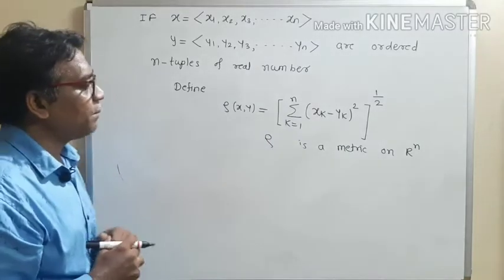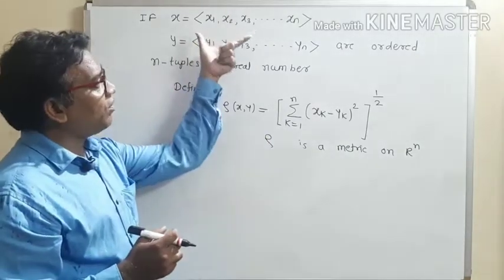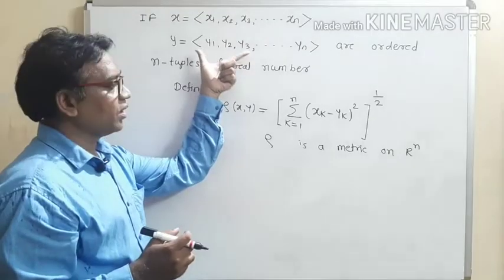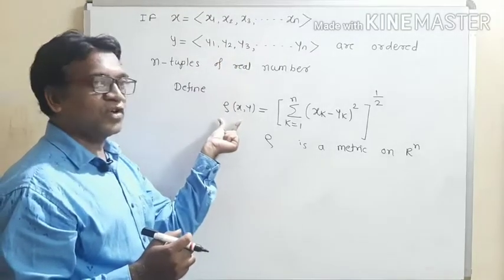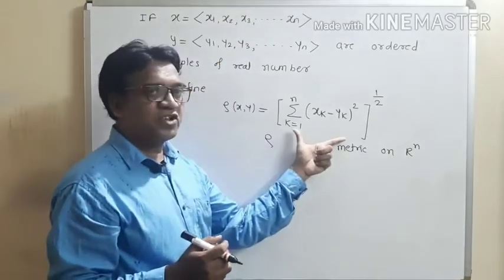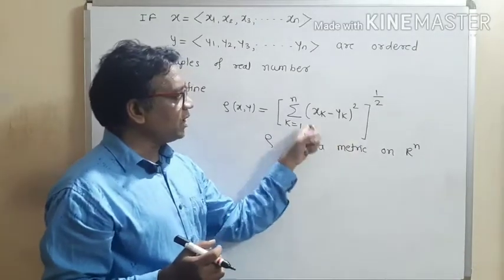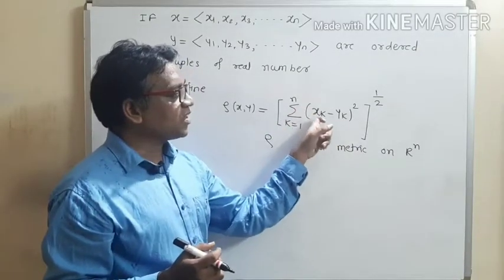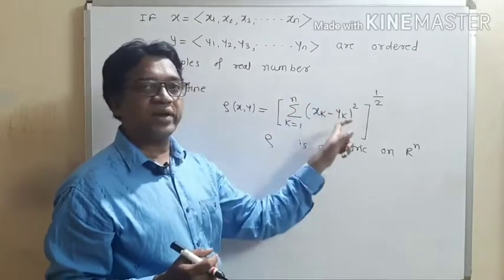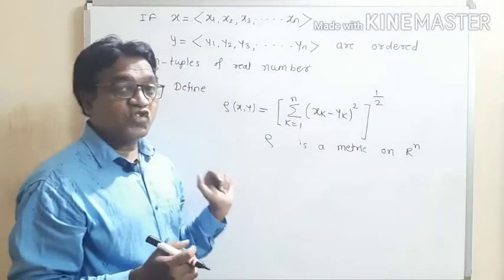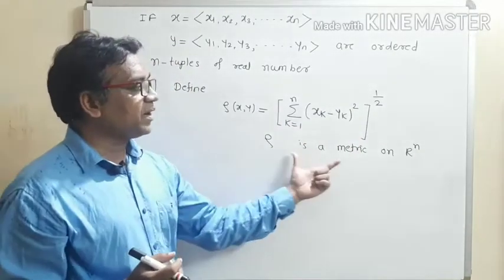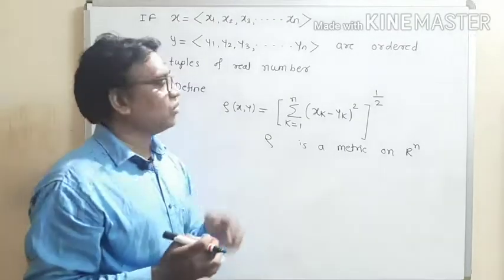What is the given example? We are given ordered n-tuples and we are defining some function rho. It is given by this definition: summation k varies from 1 to n, (xk minus yk) whole square, raised to 1/2. Then what is the question? Show that this rho is a metric on Rn. So write down now the solution.